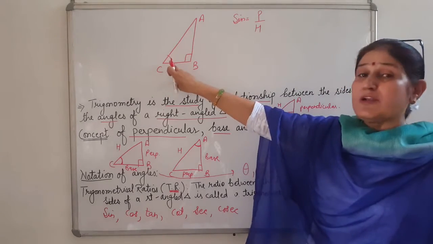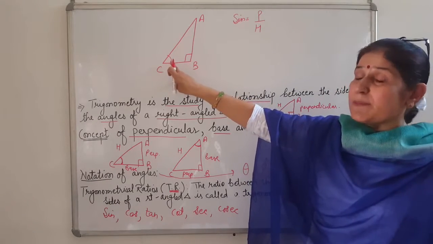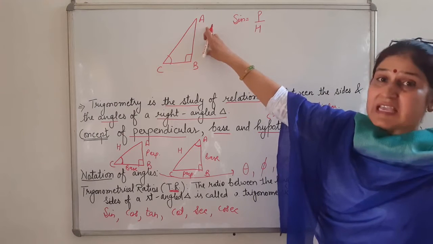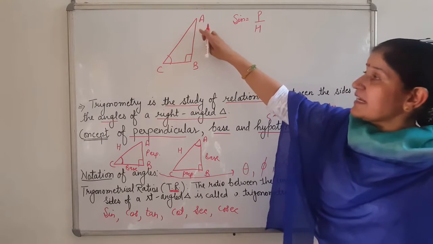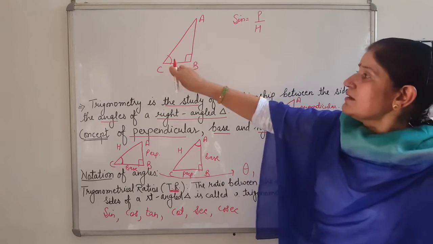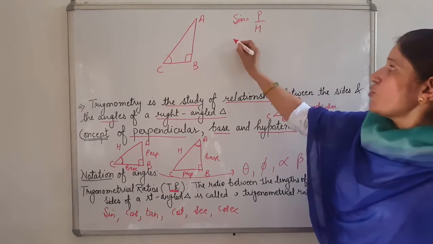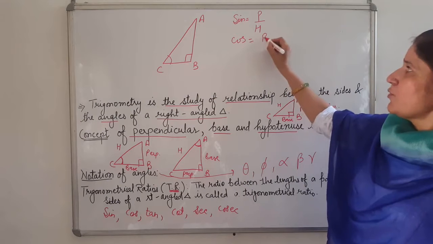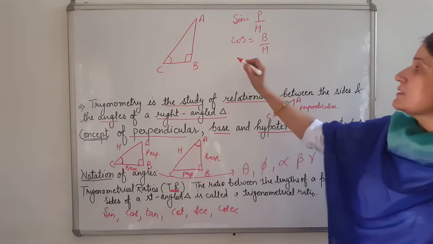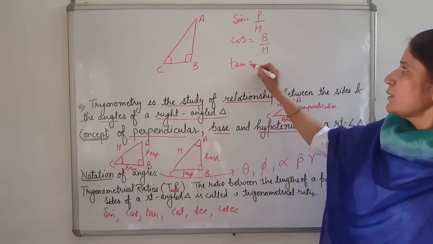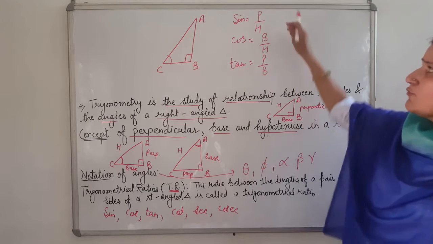If you have to find the value of sine C, what will be the perpendicular? The opposite side, that is AB. If you have to find sine A, what will be the opposite side? BC. So that you have to take as perpendicular. Cos is B over H. B means base. Tangent is P over B. You have to learn these 3.